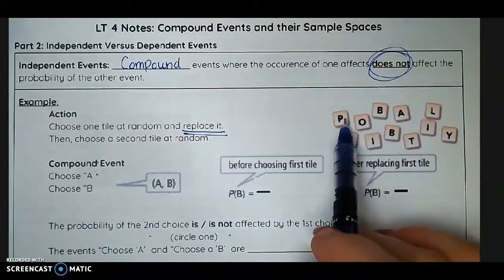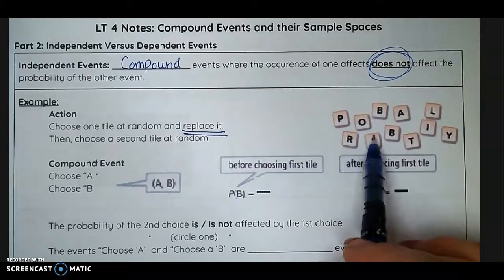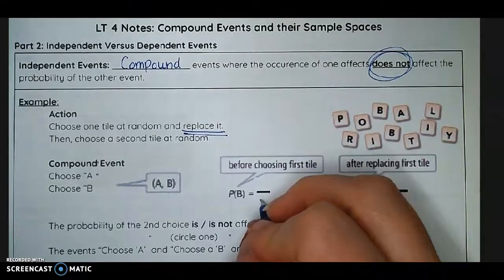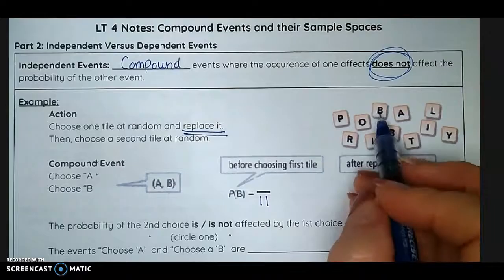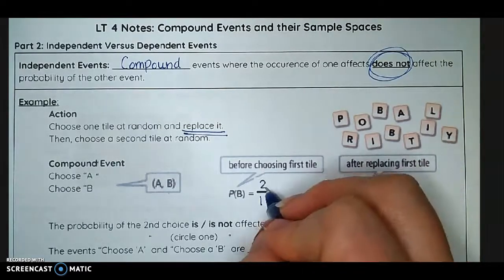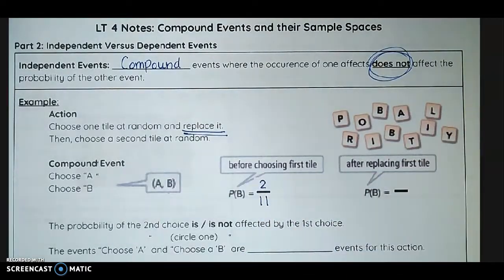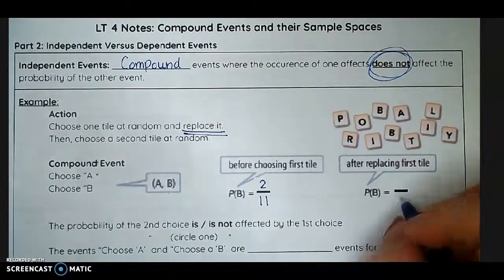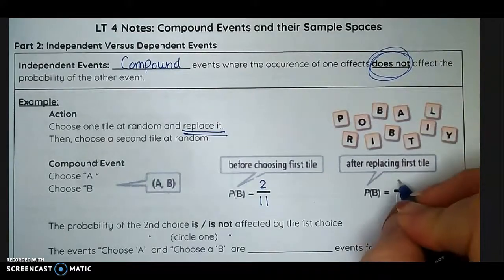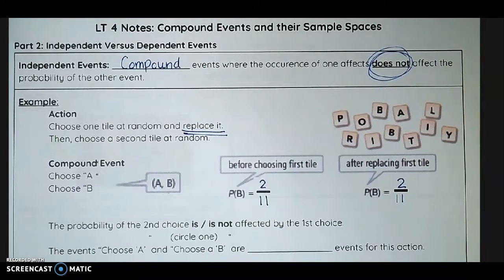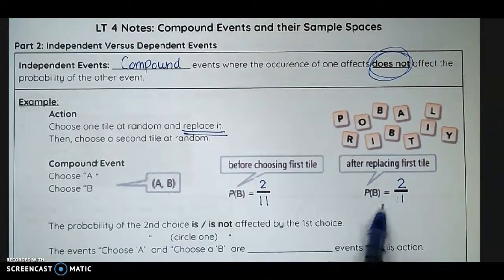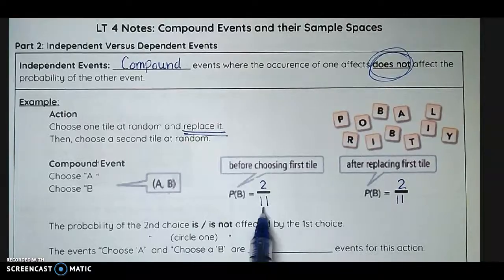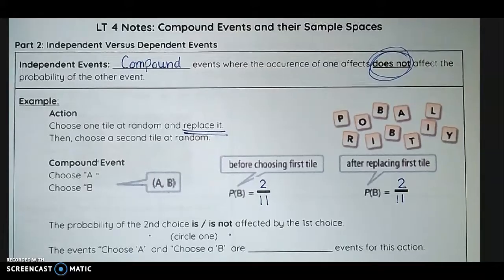So if I look at this, there's 1, 2, 3, 4, 5, 6, 7, 8, 9, 10, 11 tiles, and there are 2 letter Bs. When I pull a tile and then replace it, I still, like I said, have 11 tiles, and there should still be 2 letter Bs there. So this is the second part of my compound event, and since it doesn't change, that's how I know that it's an independent event.